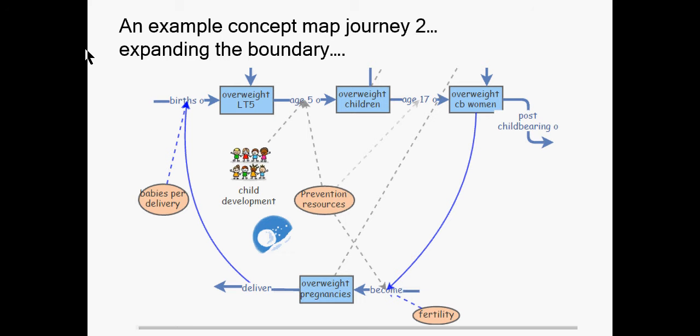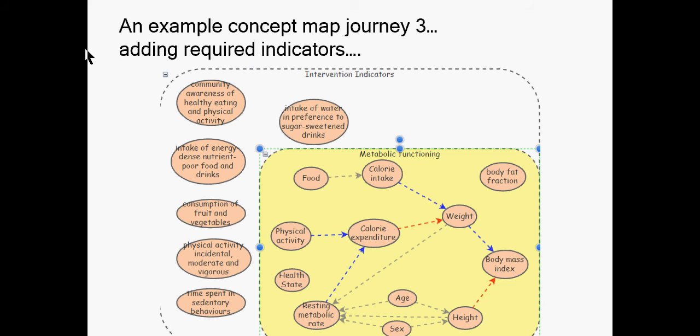And then you basically say, well, we've got a whole lot of stuff. What's all the stuff that we're doing now? There are a whole lot of indicators about how much fruit and vegetables they're eating, what's the rate of... And people are measuring all this stuff. The intake of water in preference to sugar-sweetened drinks. Energy-dense nutrient-poor food and drinks. And again, this is all the language that these people use and are used to, and that all goes into the conversation and these sorts of maps.